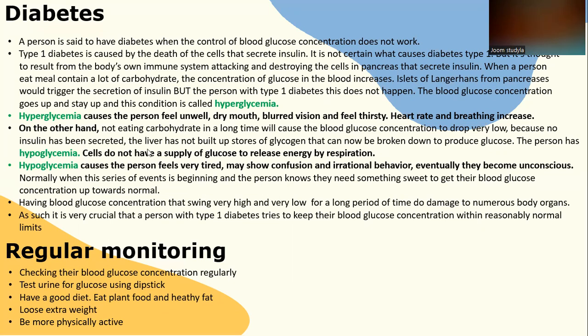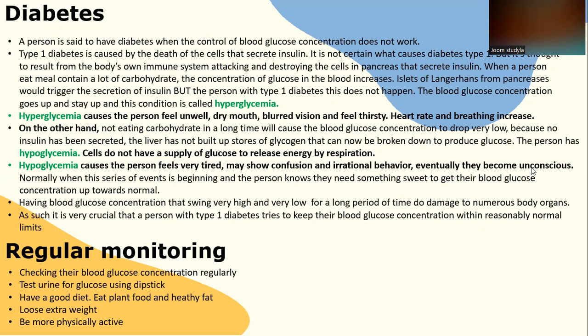On the other hand, not eating carbohydrate for a long time will cause the blood glucose concentration to drop very low because no insulin has been secreted. So the liver has not built up a store of glycogen that can now be broken down to produce glucose. So the person has hypoglycemia. Cells do not have a supply of glucose to release energy by respiration. Hypoglycemia causes the person to feel very tired, and may show confusion and irrational behavior.